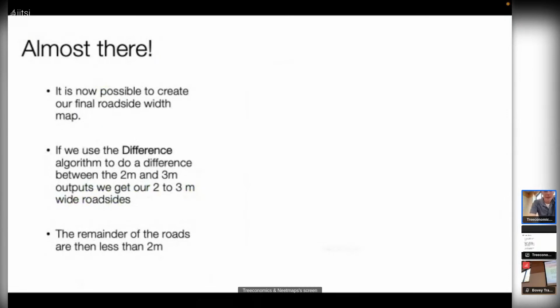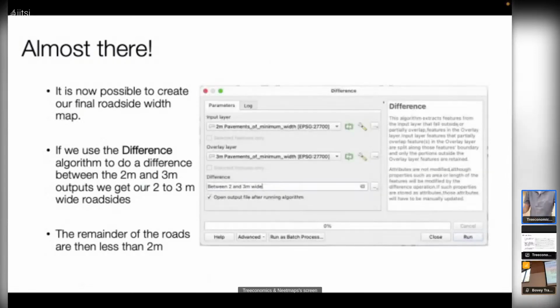So we're almost there. We're now able to classify our roadsides finally, but there's one last thing I need to do. I need to do a difference between the 2 and the 3, because pavements that are at least 3 meters wide are also at least 2 meters wide. So there's an element of double counting there, and I need to cater for that. So I do a difference between the two, again using Difference in QGIS, and we get our between 2 and 3 meter data set.